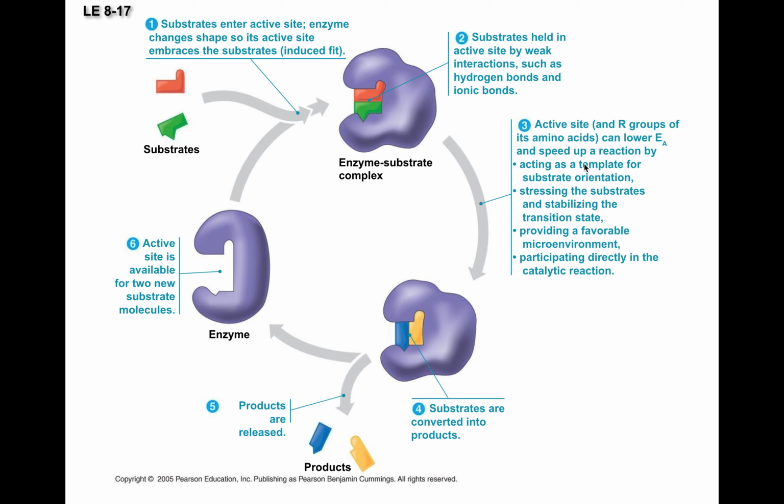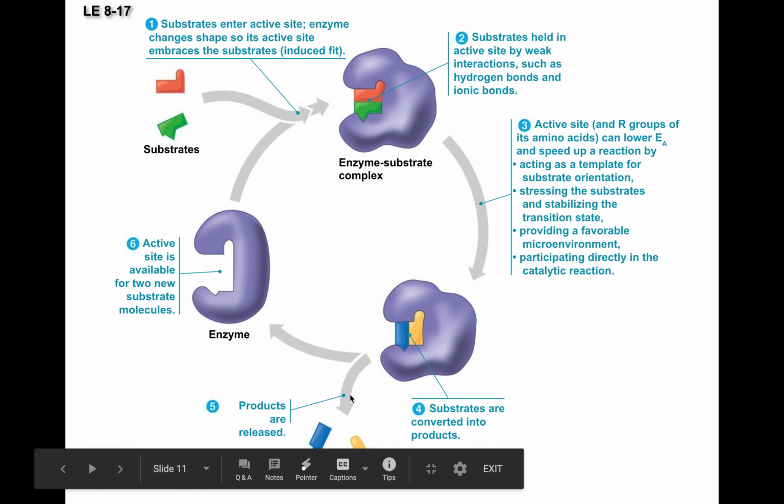So active sites can lower the activation energy. They speed up the reaction. They provide favorable environment. They maintain the pH. They maintain the temperature, etc., so that the reaction can go forward in a systematic way. At the end of the reaction, the products are released and the enzyme goes back to its virgin shape, its original shape.